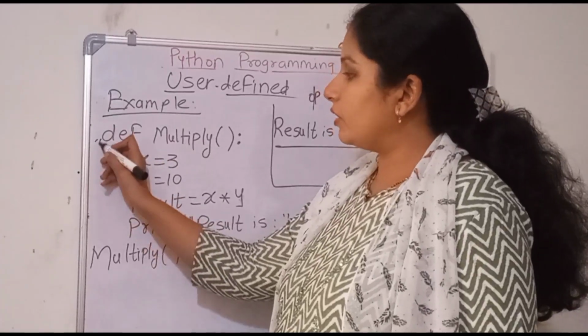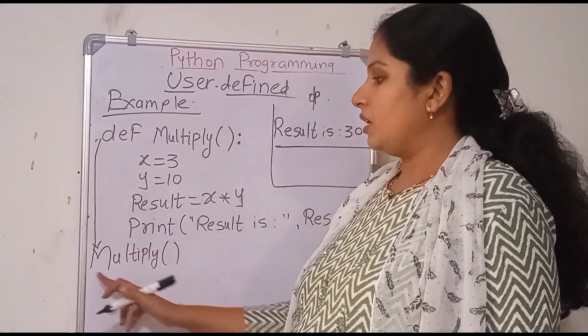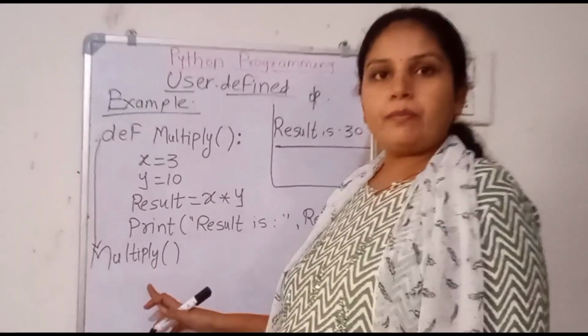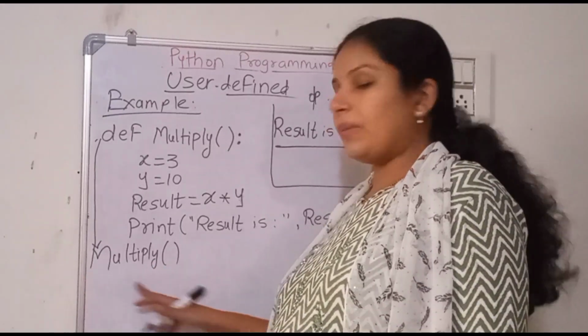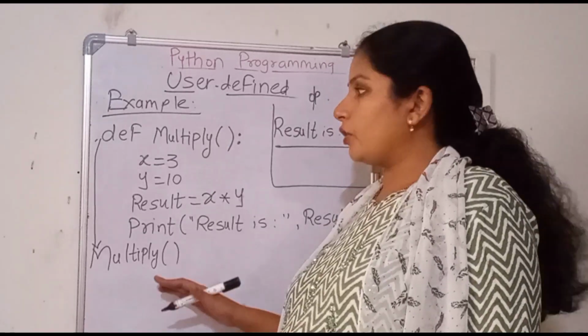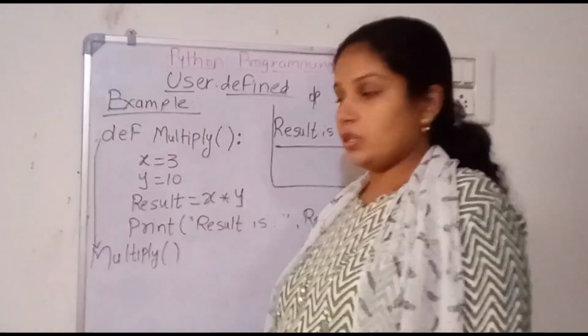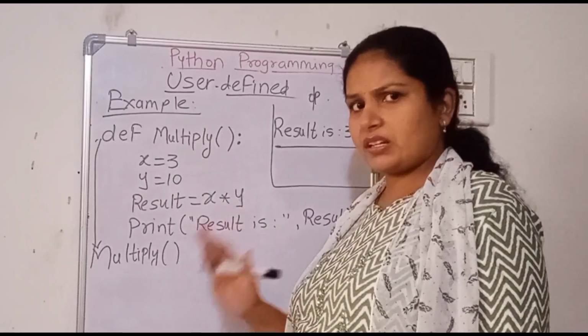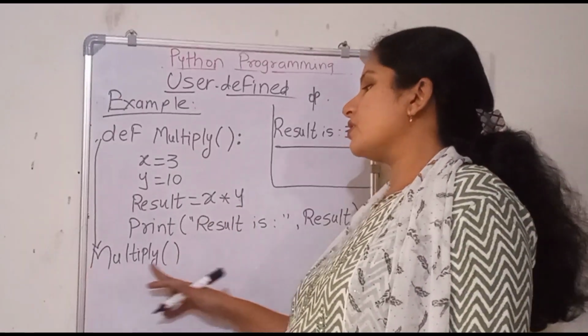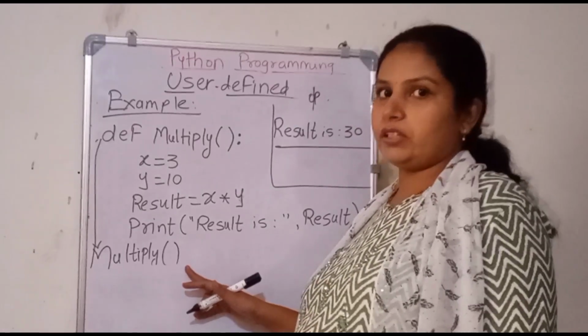Your pointer will go directly here. This is the statement of the main program, the main Python program, multiply. You are not directly going inside the function. First you are going for the main program, whichever statement it would be. Here the first statement is multiply, that means you are calling the function.